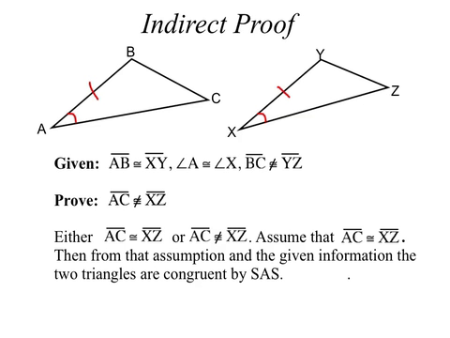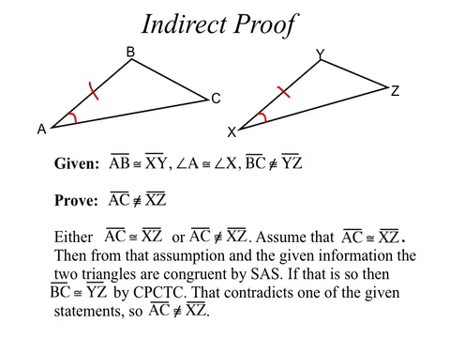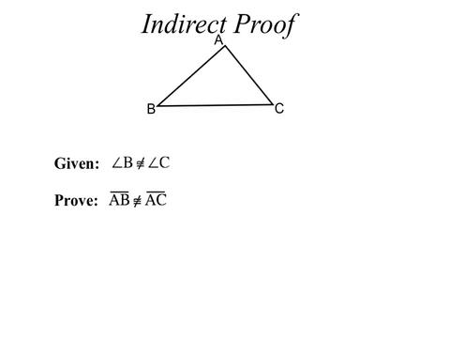If those two sides are congruent, then the two triangles shown are congruent by side, angle, side. And of course, if they're congruent by side, angle, side, then side BC has to be congruent to side YZ by corresponding parts of congruent triangles are congruent. But of course, they were given as not being congruent. So that contradicts one of the given statements. So we have proved the opposite of what we assumed, and we have proven that side AC is not congruent to side XZ.